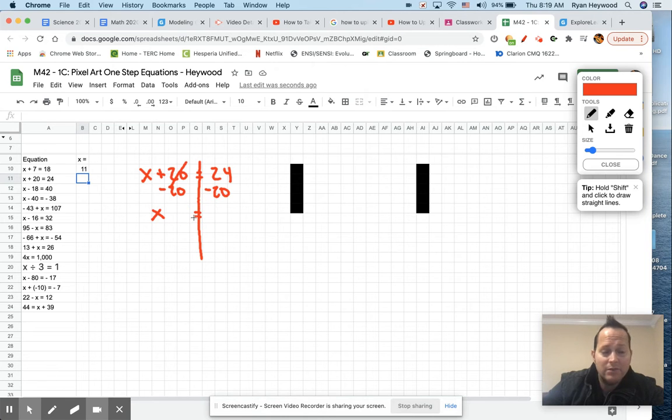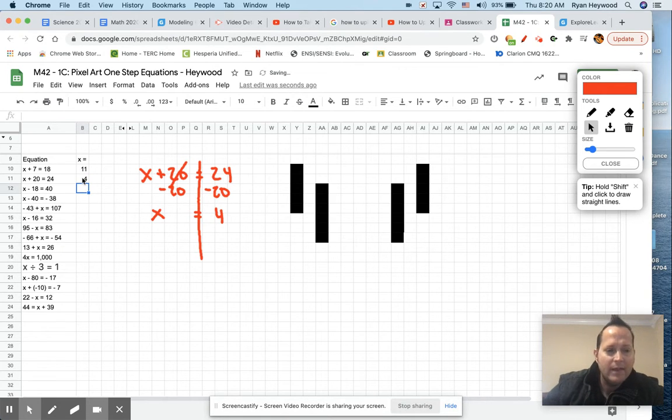x plus 0 is x, right? That's the identity property of addition. Anything plus 0 is whatever that number is. 1 plus 0 is 1, 10 plus 0 is 10, 100 plus 0 is 100, x plus 0 is x. 24 minus 20 is 4, so we have x equals 4. All right, you know you got it right if these lines show up.